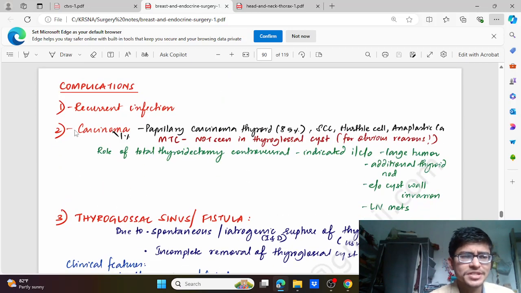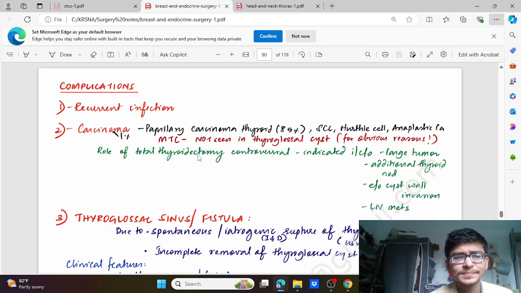Now we see the complications, that is recurrent infection, and carcinoma, with a rare chance of papillary carcinoma, SCC, Hurthle cell, anaplastic. MTC is not seen in thyroglossal cyst due to the embryological origin.